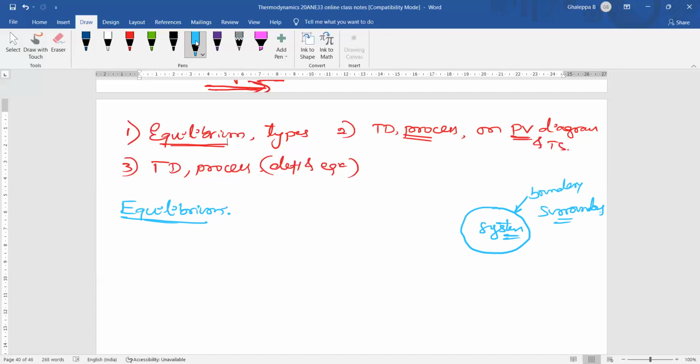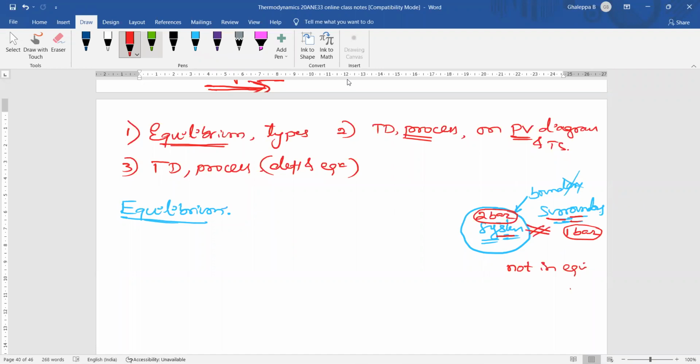So whenever I discuss thermodynamics, for now I will not focus on the boundary. I will be focusing on the system and the surrounding. Let us assume that the pressure of the system is 2 bar and the surrounding pressure is 1 bar. We can say that system and surroundings are not in equilibrium, because the system pressure is 2 bar and the surrounding pressure is 1 bar. So both values are not the same.